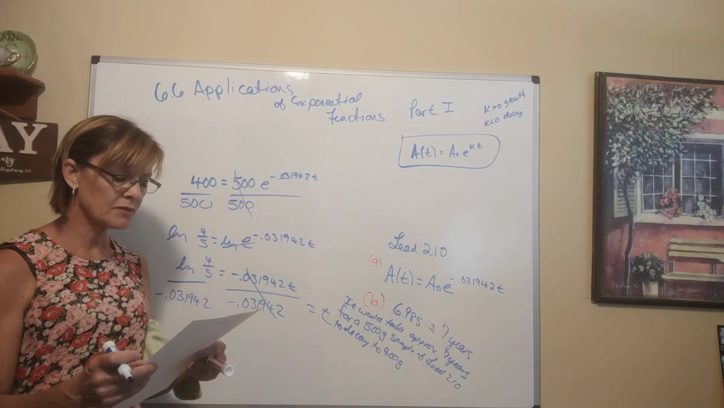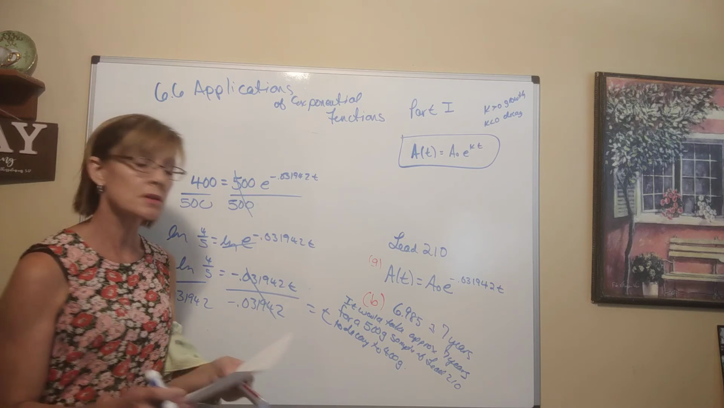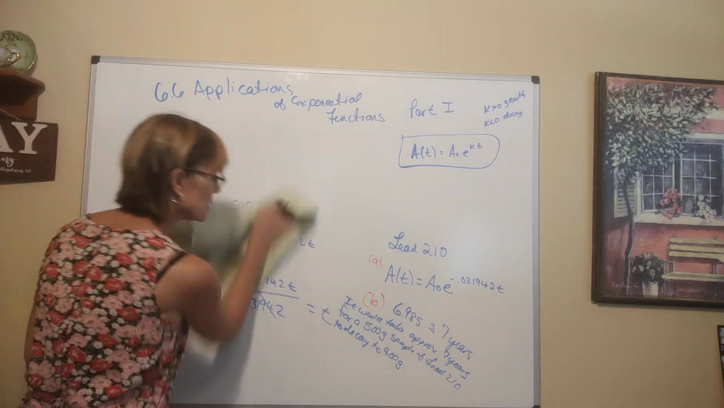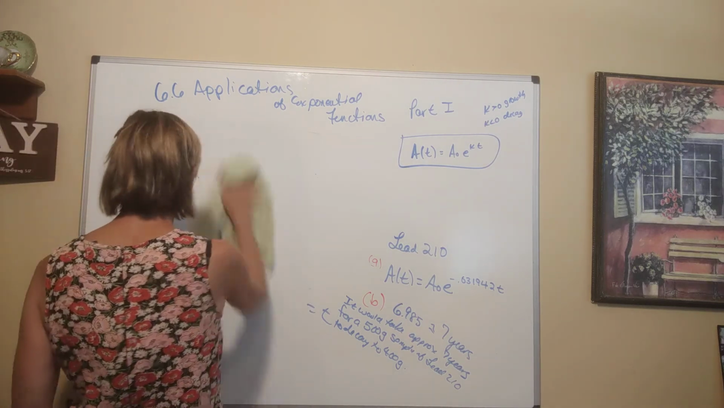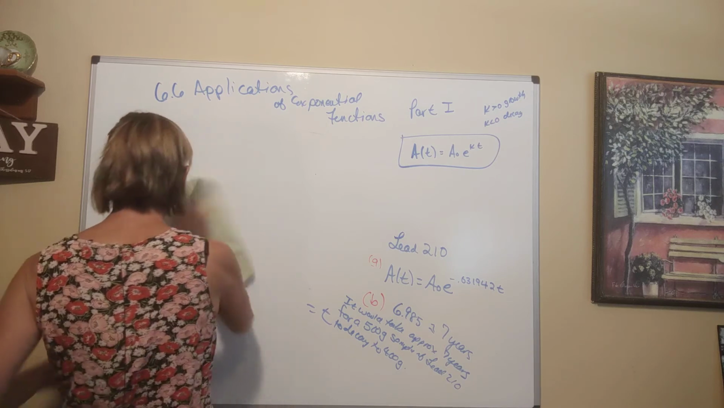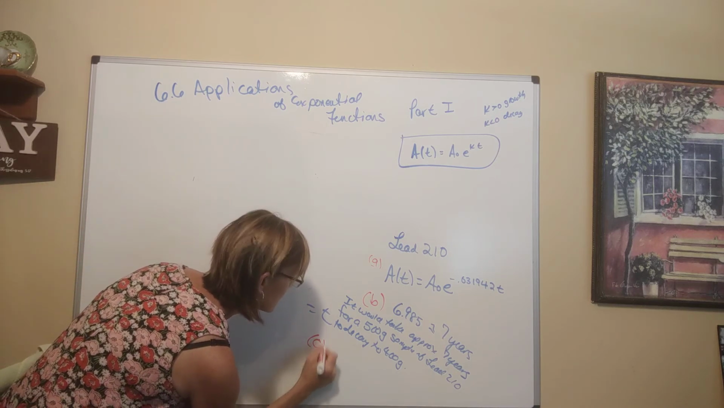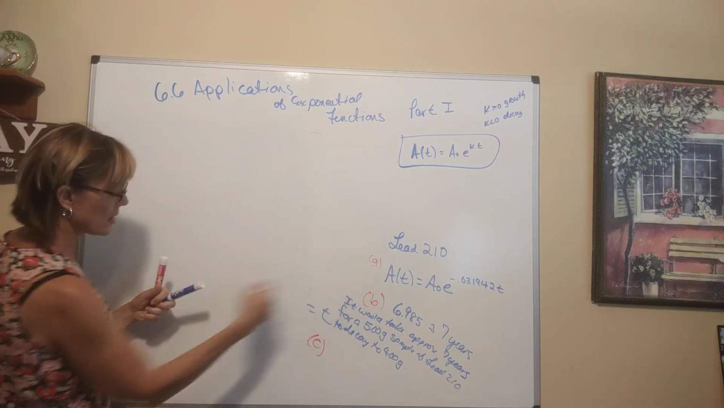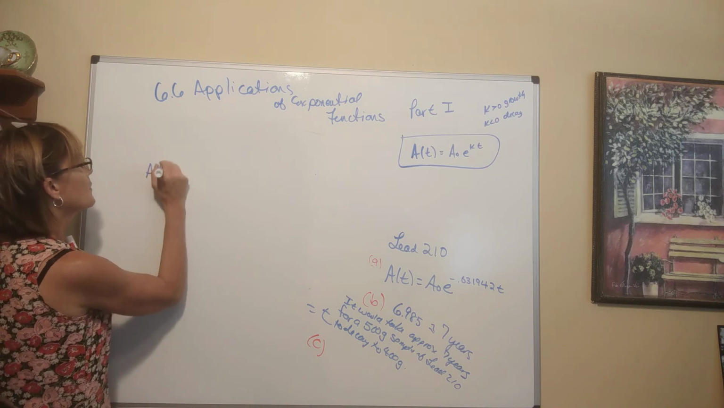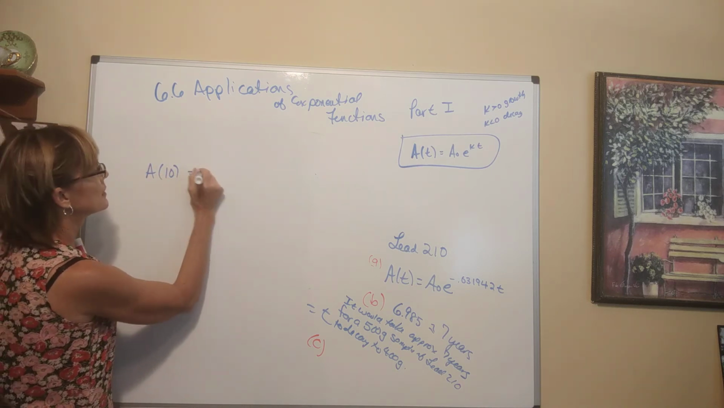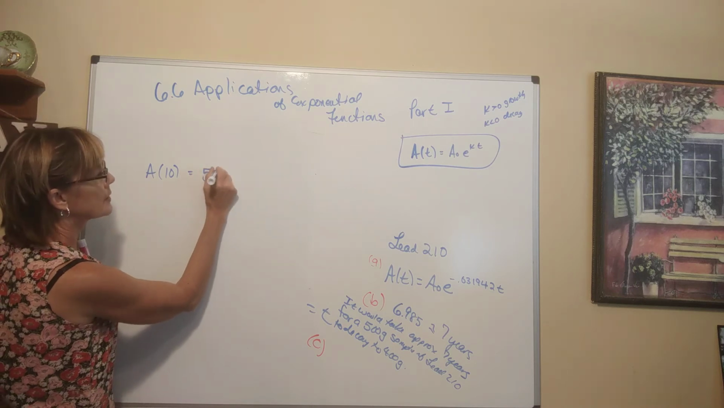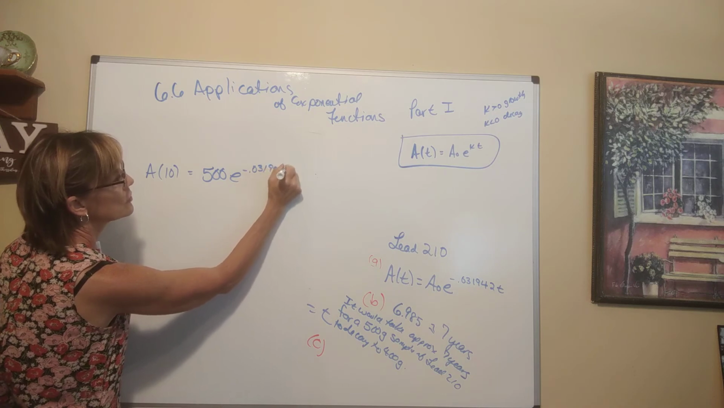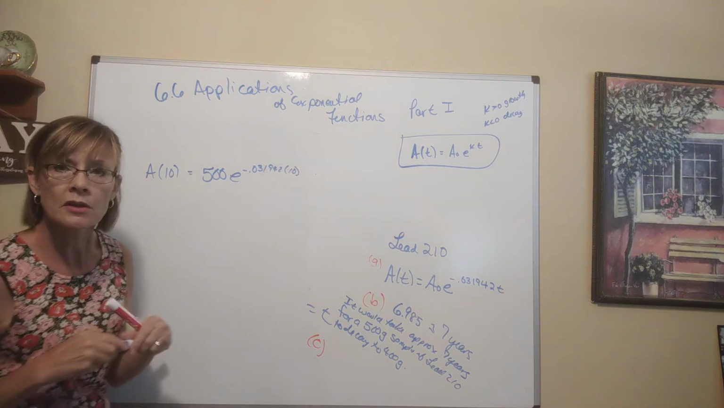Part C, estimate how much of the 500 gram sample will remain after 10 years. So let's just do that. This is very simple. This one's easier than part B. How much is left after 10 years? This is our model. We'll plug that in. The initial amount was 500 grams, right? e to the negative 0.03194 times 10. And we're just going to put this in our calculator.